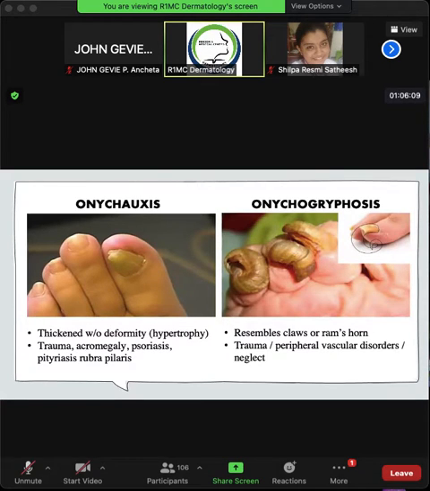Another is your pachyonychia. These are nails that are thickened but without deformity, while your onychogryphosis resembles your claws, or you describe it as a ram's horn appearance. So these are most commonly seen in elderly patients and may be caused by trauma or peripheral vascular disorders, but is most often caused by neglect or failure to cut the nails for very long periods.